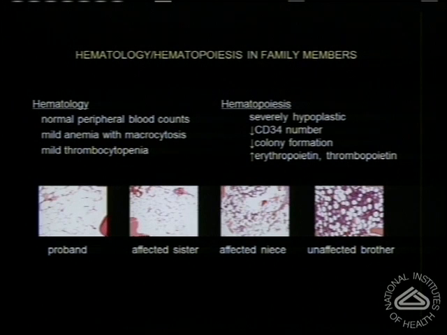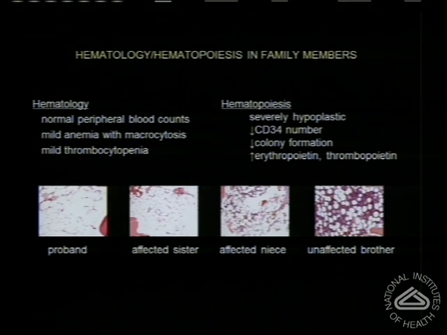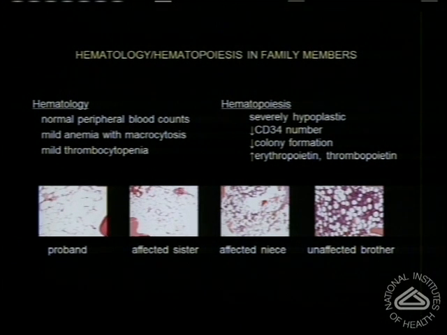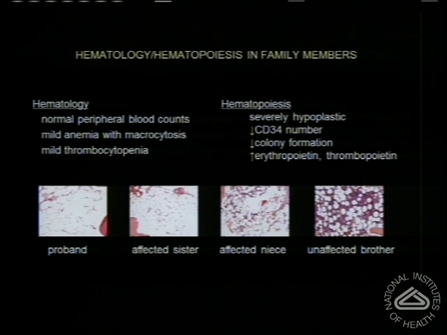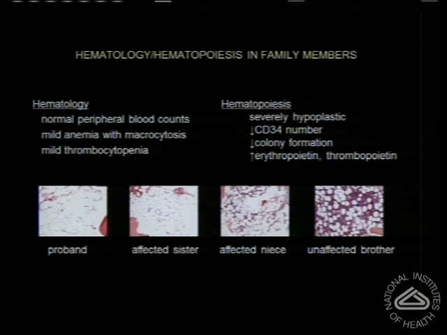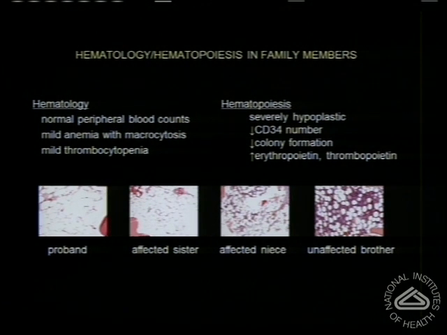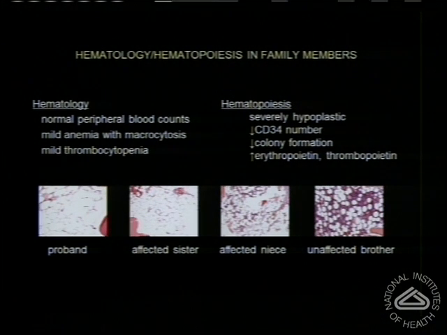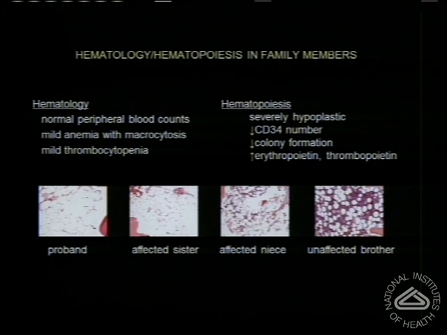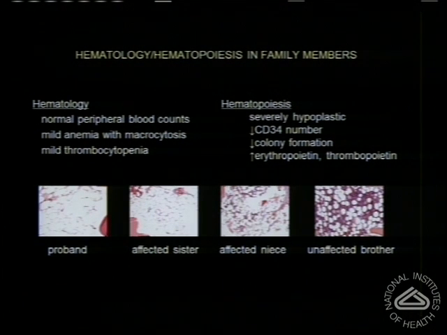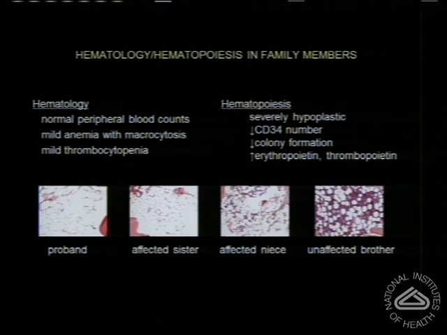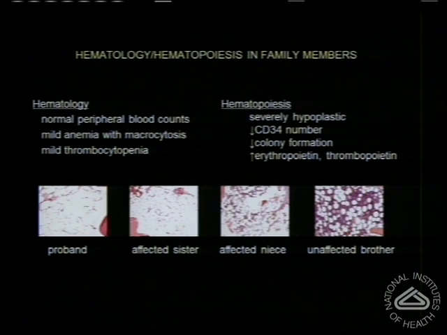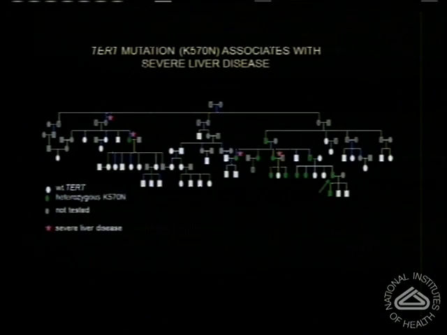He's doing fine. But that is the point, that in families, even though the mutation is present in multiple members and one person's come to attention as having aplastic anemia or pulmonary fibrosis, you can look at other family members and they can be hematologically normal. They would pass muster in a blood clinic unless you actually looked at their bone marrow, in which case they have very low cellularity, and if you do sophisticated measures of blood cell production, they're abnormal.